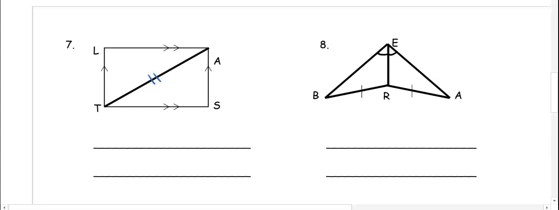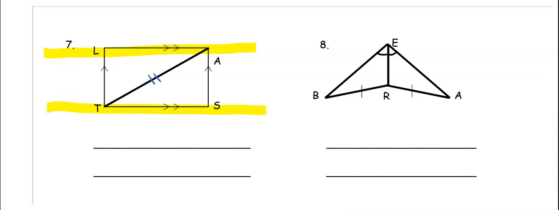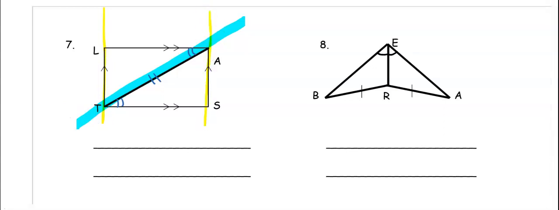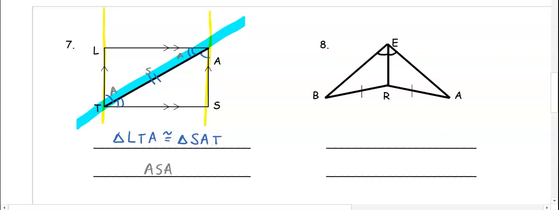If we look at our parallel lines, we can use the transversal twice to create alternate interior angles. So using the top and bottom side, we have one set of angles congruent. When we switch the parallel lines, we're using the same transversal. So we get a second pair of congruent angles. So in this case, we would have angle, side, angle as our method. When we name our triangles, we have triangle LTA is congruent to triangle SAT.